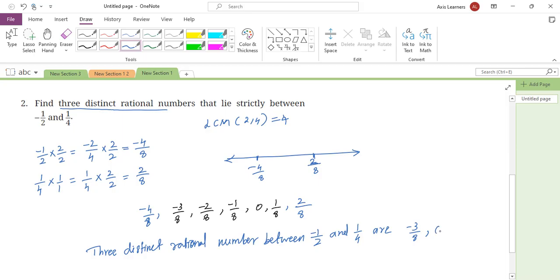One negative number, one 0, and one positive number. I wrote these 3 numbers. Okay, we can find more numbers, but if I do the multiplication with 2, we will get 5 numbers, but I need only 3 numbers, so I wrote only 3 numbers.